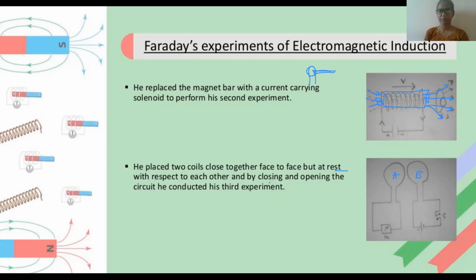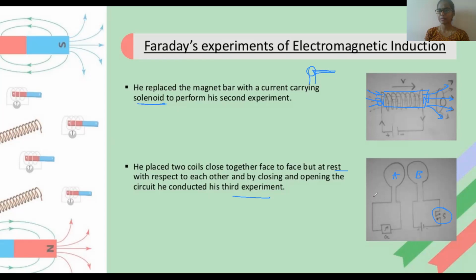With respect to each other, by closing and opening the circuit, he conducted the third experiment. That means using the switch, he can close the switch and open the switch. That time he conducted the experiment. So how many experiments did he conduct in total? Three experiments. One using just coils, second, instead of a magnet he replaced it with a solenoid, and in the third case he replaced the coil.